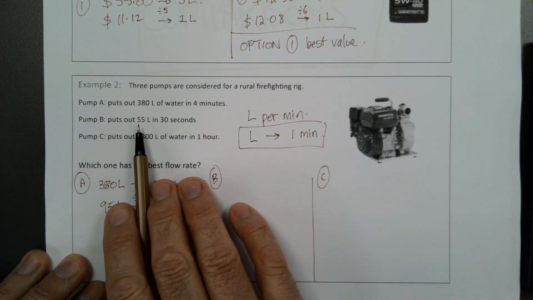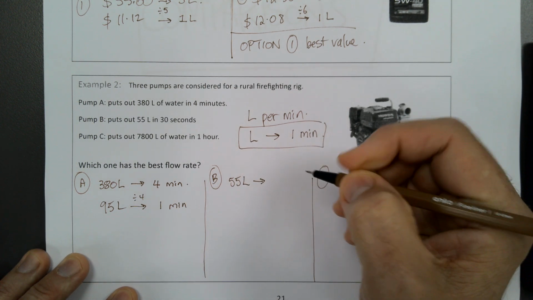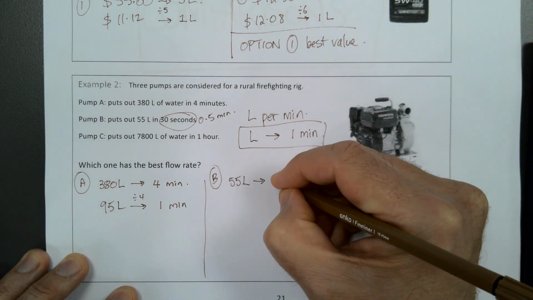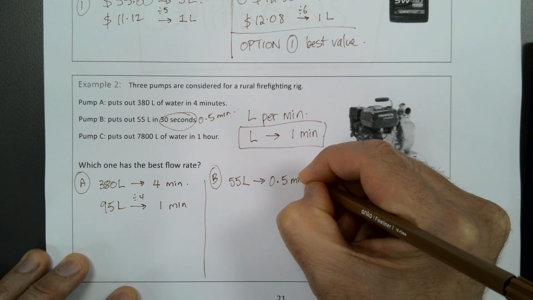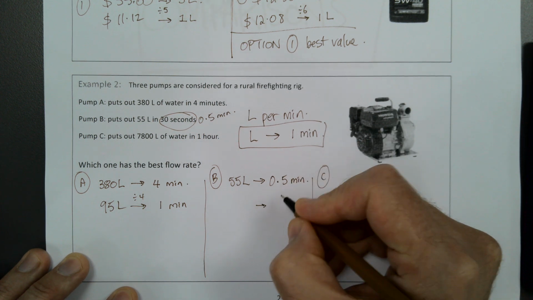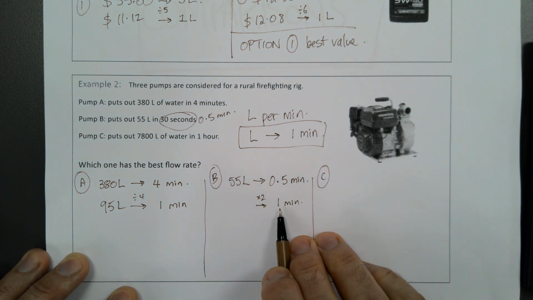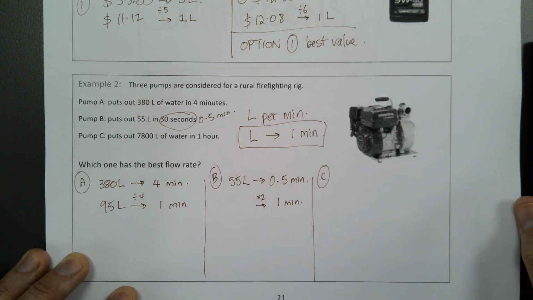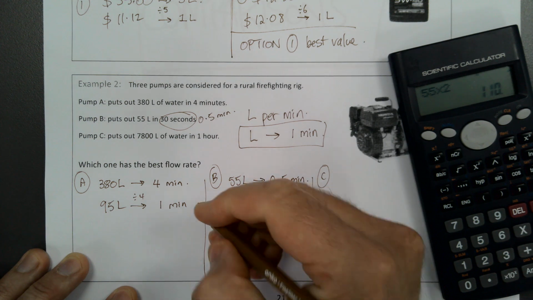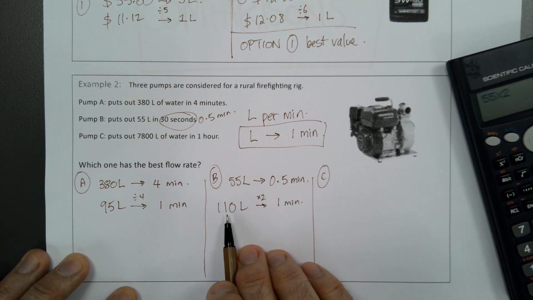Now, which one's got the best flow rate? If you're fighting a fire, you want the most water possible in the shortest amount of time. So we want, which one's going to put out the most litres in a minute? All right, let's look at B. It puts out 55 litres. Now, that there, that's half a minute, isn't it? 30 seconds. So that's half a minute. I want what's happening in 1 minute. So actually, if I doubled it, because double a half is 1, that's going to be 55 times 2 is 110. So this one's putting out 110 litres every minute, so it beats that one.